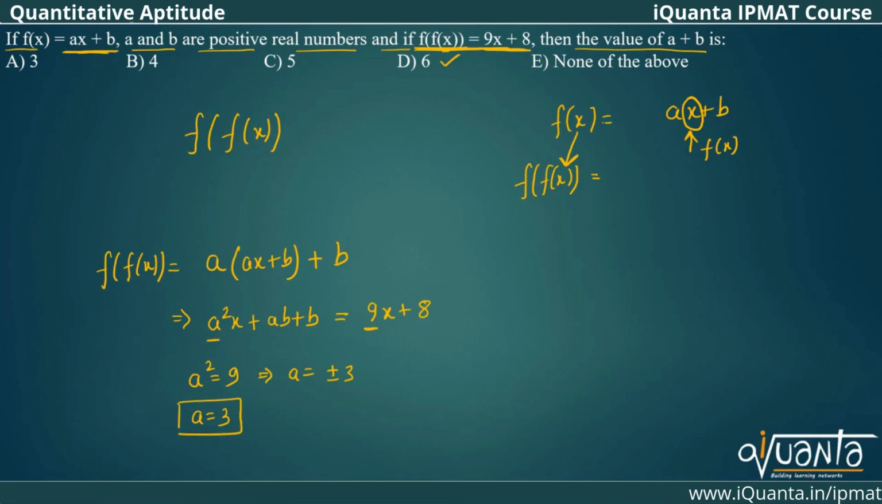And if we compare the terms independent of x, in LHS we have ab plus b, in RHS we have 8. So ab plus b must be equal to 8. We already know the value of a, so if we put it over here, 3b plus b will be equal to 8, 4b will be equal to 8. It implies that b will be equal to 2. So what will be the value of a plus b? It will be 3 plus 2, which gives us 5.